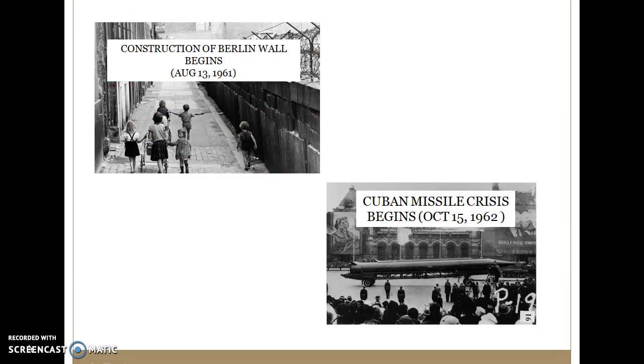On August 13 of 1961, it was the beginning of the construction of the Berlin Wall, which was constructed to separate East and West Germany. It was extremely symbolic and basically separated communism and socialism. Now we have the Cuban Missile Crisis on October 15 in 1962. It was the closest the war ever came to a nuclear war. It lasted 14 very tense days.